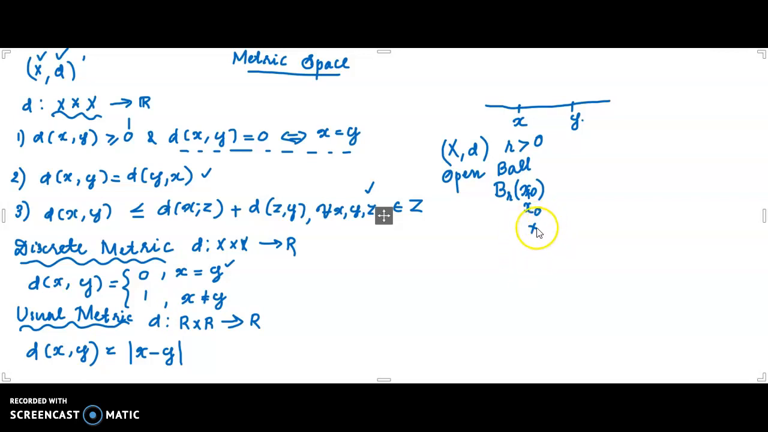From x0, suppose that this is the distance r. This is a point for which the distance between x0 and that x is equal to r.